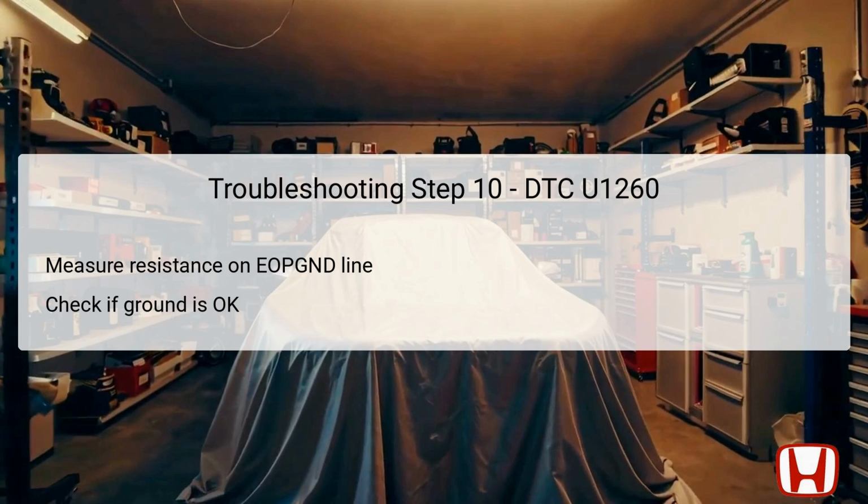Step 10 focuses on assessing the EOPGND, electronic oil pump ground line, for any openings. The technician must verify that the vehicle remains in the off mode and measure the resistance using the specified test points. If the reading shows 1.0 ohm or less, it indicates that the EOPGND wire is functioning correctly.